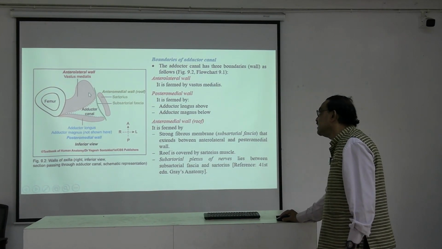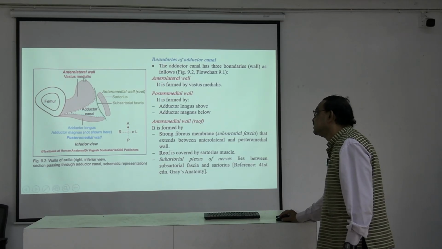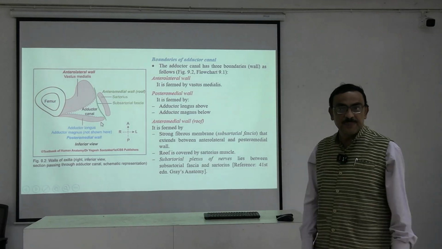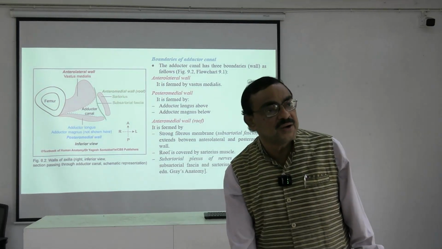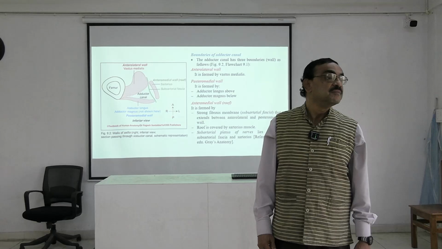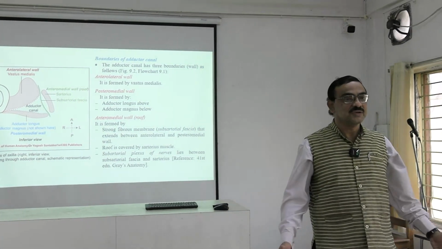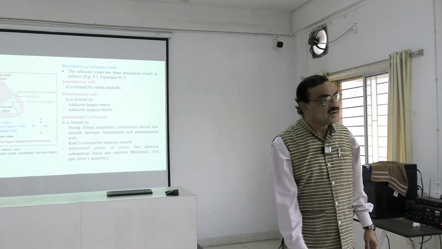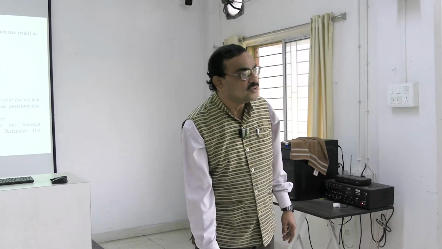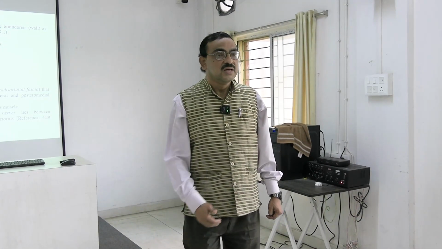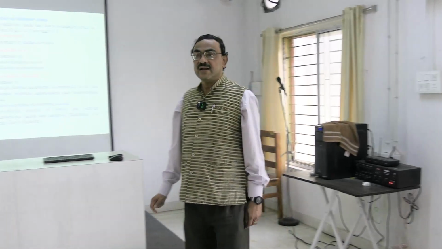So anteriorly or anterolaterally this is the vastus medialis, and posteriorly or posteromedially this is the adductor longus in the upper part. In the upper part we get the adductor longus, in the lower part we get the adductor magnus muscle, okay. So in one section we cannot show both muscles, either we will get the adductor longus, or if the cross section is below the level of adductor longus, we will get the adductor magnus.